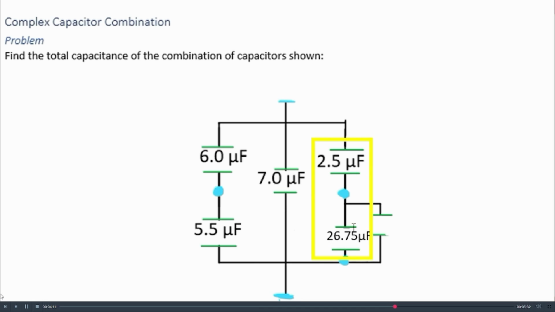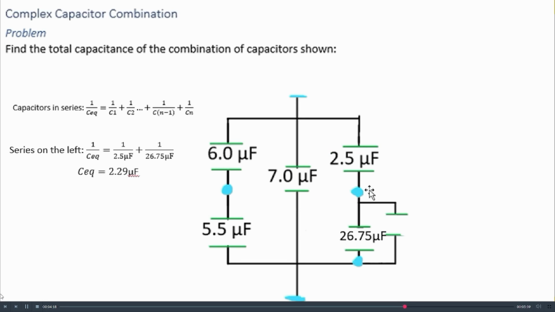And now this will be the number we'll use along with this 2.5 to find this series on the right-hand side. So for the series on the right, we had those two blocked off, and we bring our capacitors in series equation up, and now we have 1 over the capacitance equivalent equals 1 over 2.5 microfarad plus 1 over 26.75 microfarad, and we find our capacitor equivalent is equal to 2.29 microfarad. Now that we have this number, as well as this equivalent series, we can make a simplified circuit.